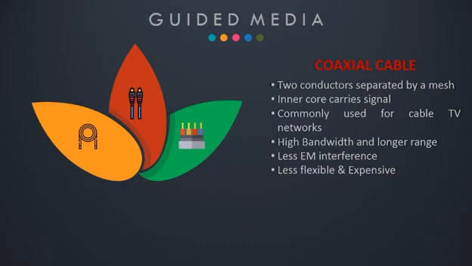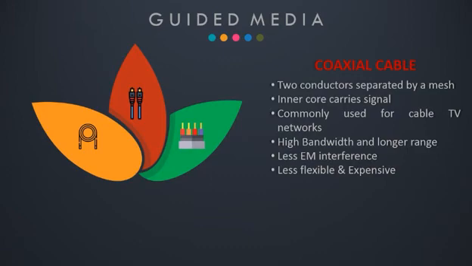Then it is less prone to electromagnetic interference and offers high bandwidth compared to the twisted pair cables. There are some disadvantages also. It is less flexible and expensive compared to twisted pair cable. In our daily life, we most commonly interact with this coaxial cable. We have already seen this coaxial cable in real life.